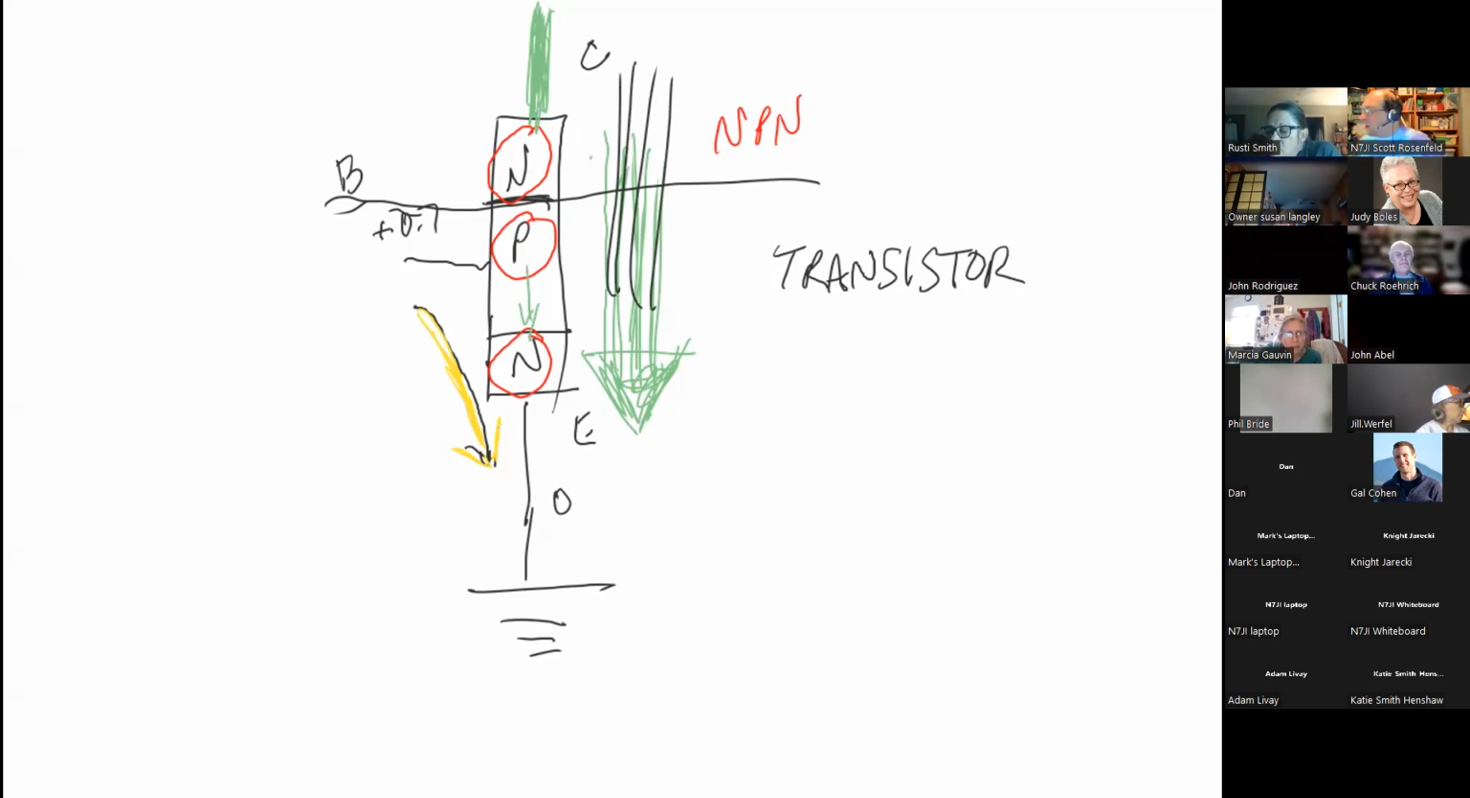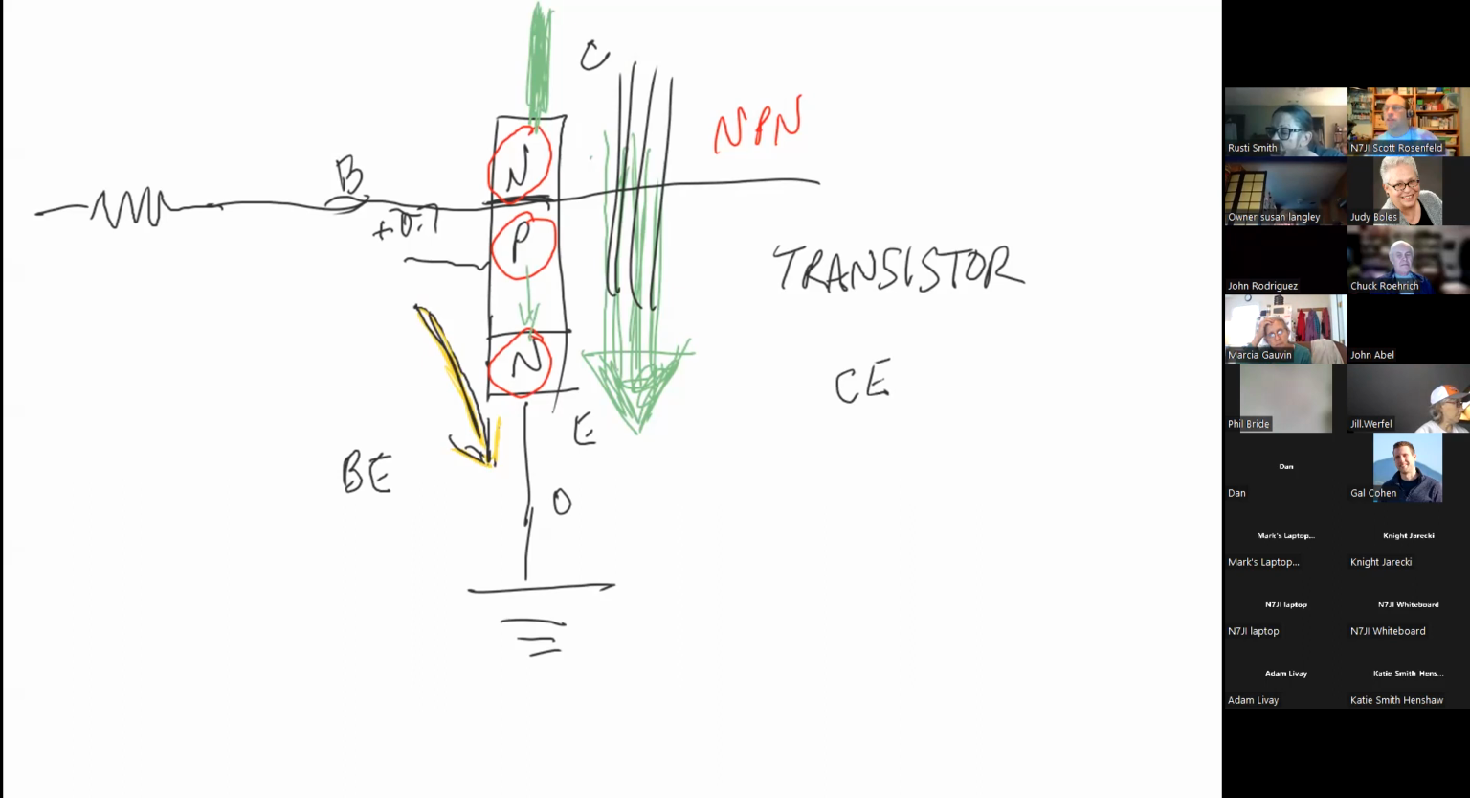You end up with a large amount of current flowing from the collector to the emitter. And what's significant about this is, let's say that I limit the voltage and current available at the base using a resistor. What that ends up doing is it makes a proportional copy of the amount of current flowing from the base to the emitter. It makes a proportional copy from the collector to the emitter.